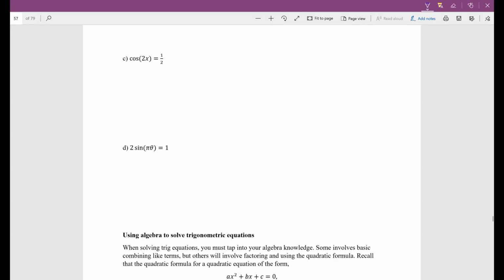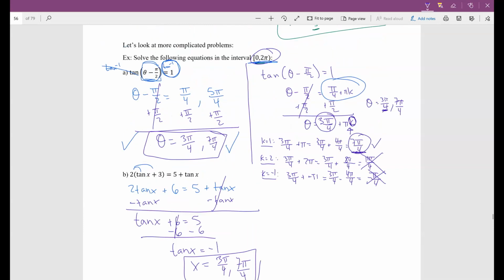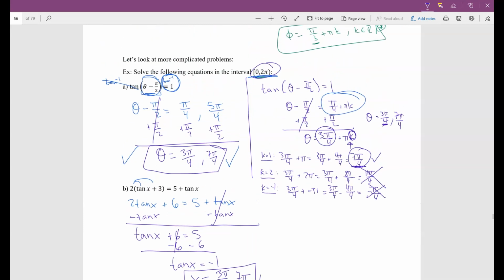Okay, so let's do these next two problems. These two problems are very similar to what we did in part A. In part A, we said that if you have something inside of the argument, you have to be very careful. Even though you only want values from 0 to 2 pi, it's sometimes easier to solve for the general solutions with the pi k and the 2 pi k, as opposed to just doing it straight up, because sometimes you can miss some solutions.